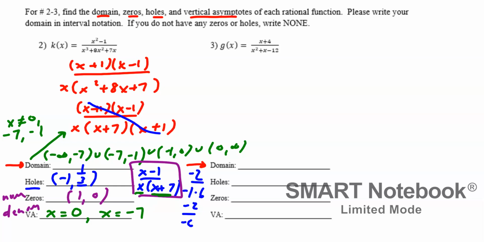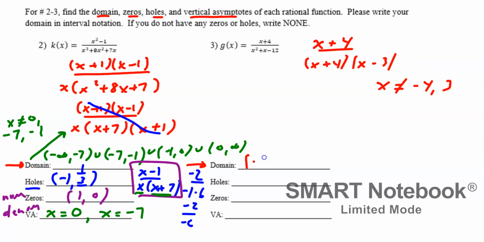Number 3 is the same idea. So what we're going to do first is factor this. We'd have x plus 4 over x plus 4, x minus 3. So my domain, I know that x cannot be negative 4 and x cannot be positive 3. So my domain would be negative infinity to negative 4, union negative 4 to 3, union 3 to infinity.